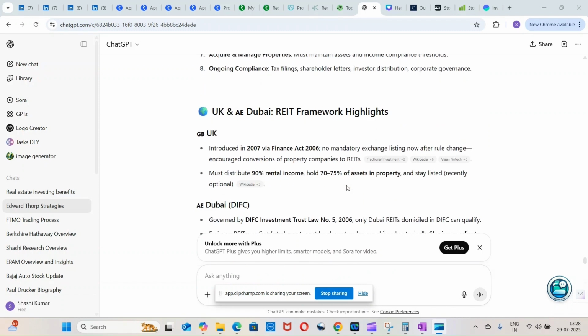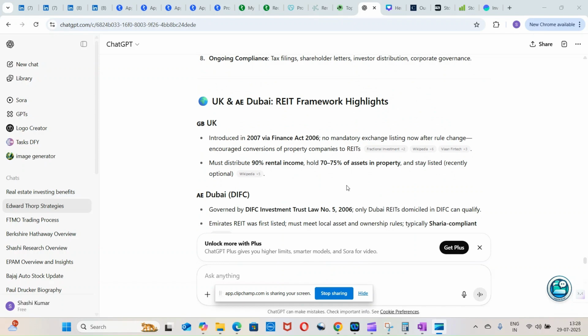UK and Dubai REITs. The UK introduced REITs in 2007 via the Finance Act 2006. There is no mandatory exchange listing, and no rule changes have happened. Now property management companies can convert to REITs without exchange listing, as in the US. They must distribute 90% of rental income, and hold 70 to 75% of assets in property. Then it is a REIT and stays listed, but listing is optional in the UK.